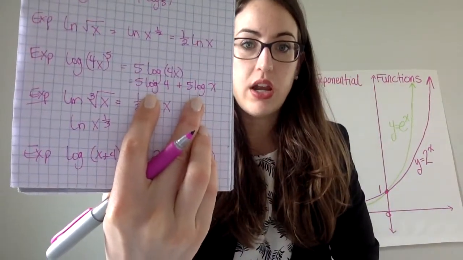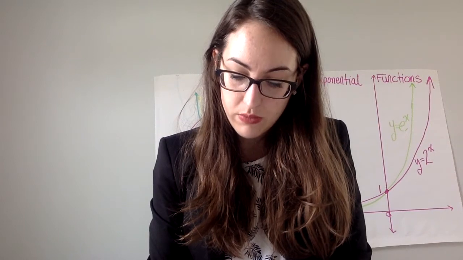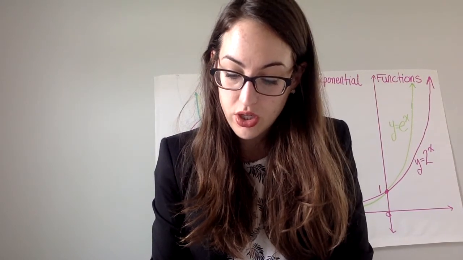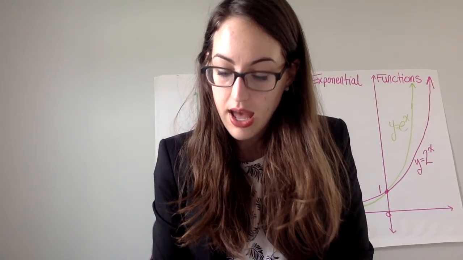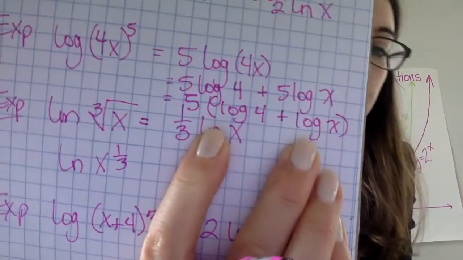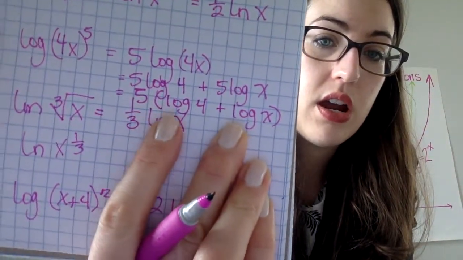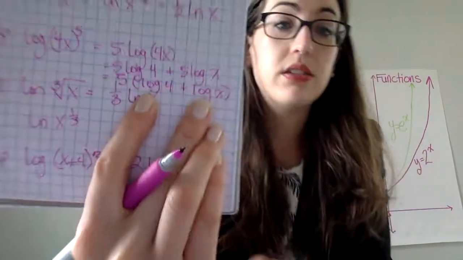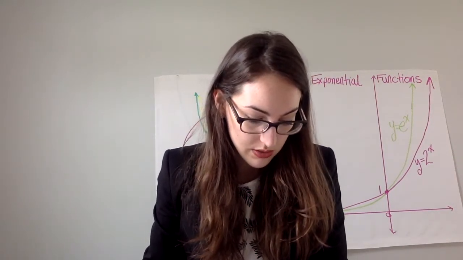We had a 5 out front. And we could even factor that 5 out. That 5 is in both terms. So we could factor it out as a greatest common factor and have a log 4 plus a log x. There. See, we took that 5 out of parentheses right there and then just did the log 4 plus log x. Okay, so we applied 2 rules in that one.